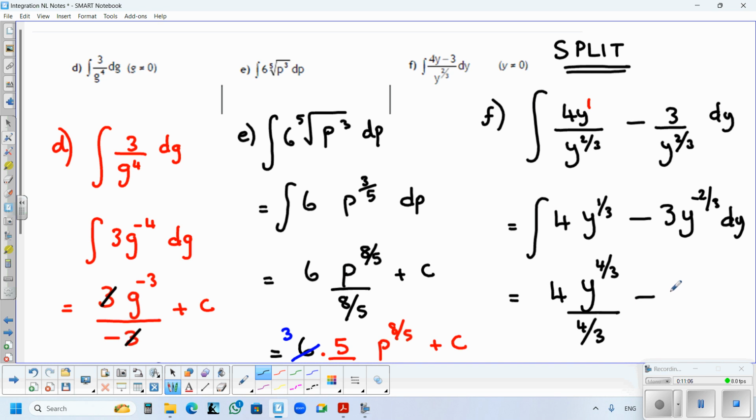Then I've got a -3. I want to add 1 onto the power. So 1 is 3/3, so -2/3 plus 3/3 gives me 1/3. So it's y to the power of 1/3. And don't forget your plus c.